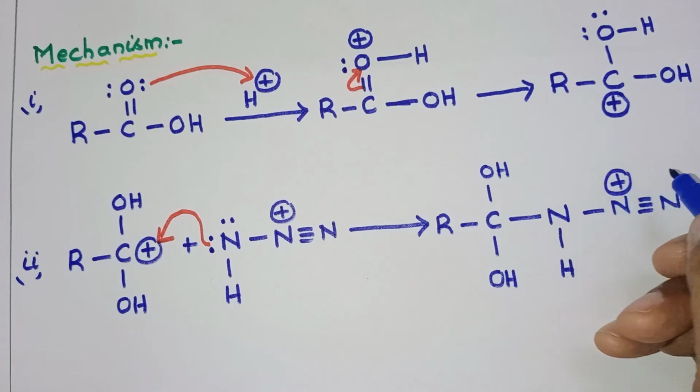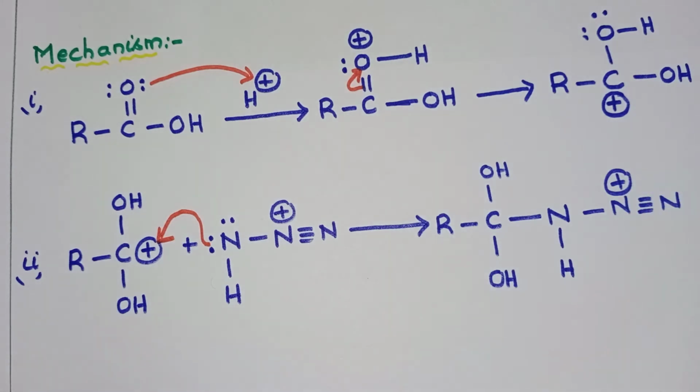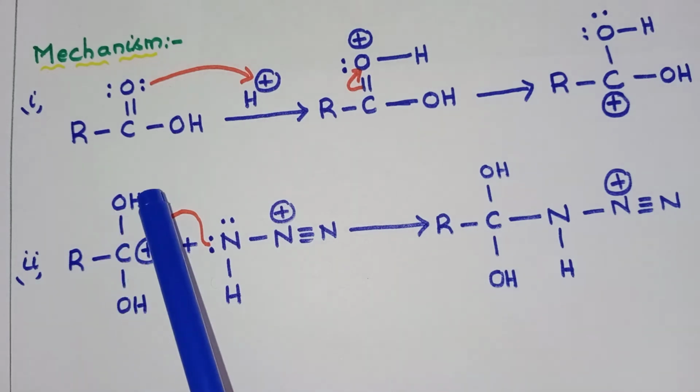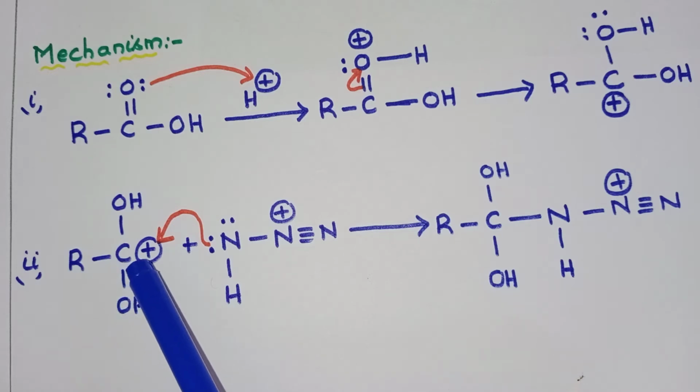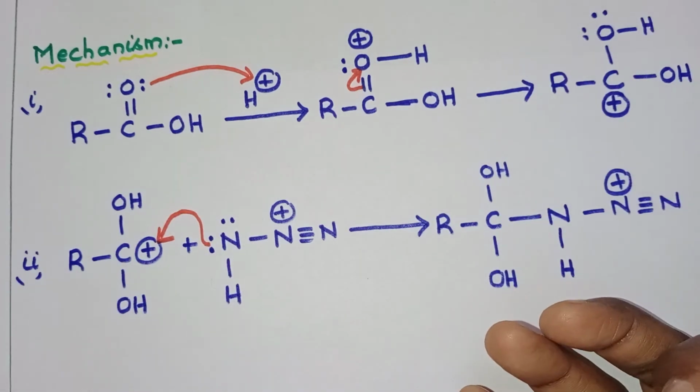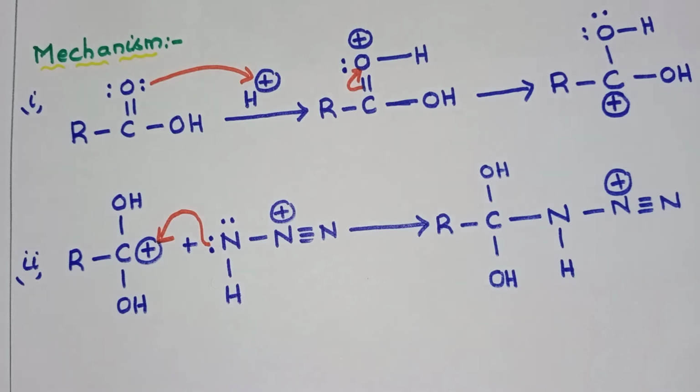Here a positive charge. Okay, students, look here. Generally, when there are two OH groups on the same carbon, it will be unstable. That means a water molecule will be removed. But here it did not happen. Why? Because the carbon is already having a positive charge, so it cannot lose one water molecule. Fine. Now you understood this nitrogen has shared its pair of electrons. Now this is being formed.